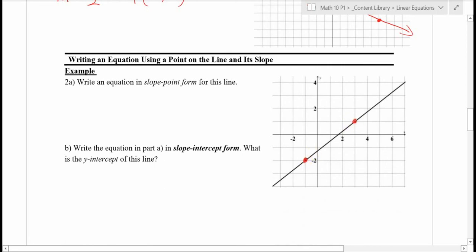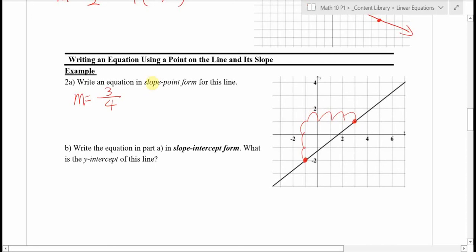Let's find the slope. We can actually find the slope quite easily by just counting, right? Because we have the graph, we can just count. The rise is 1, 2, 3, and the run would be 1, 2, 3, 4. So the slope is 3 out of 4.